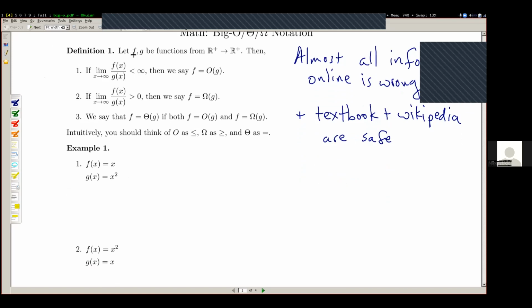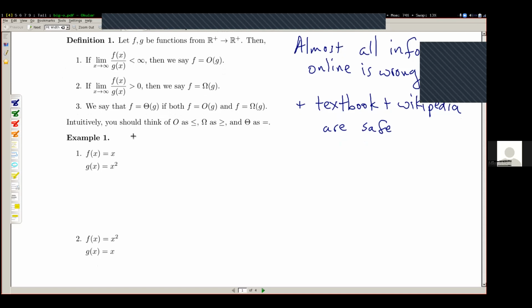So if we have two functions, f and g, so here are our two functions, f of x is just x, g of x is x squared, then there are three things that we might want to say about them. Either that f is theta of g, or it's omega of g, or it's O of g. And so we're going to work through each of these cases on these examples to get an intuitive sense of what this means. In all three of these cases, we have this limit as x goes to infinity.